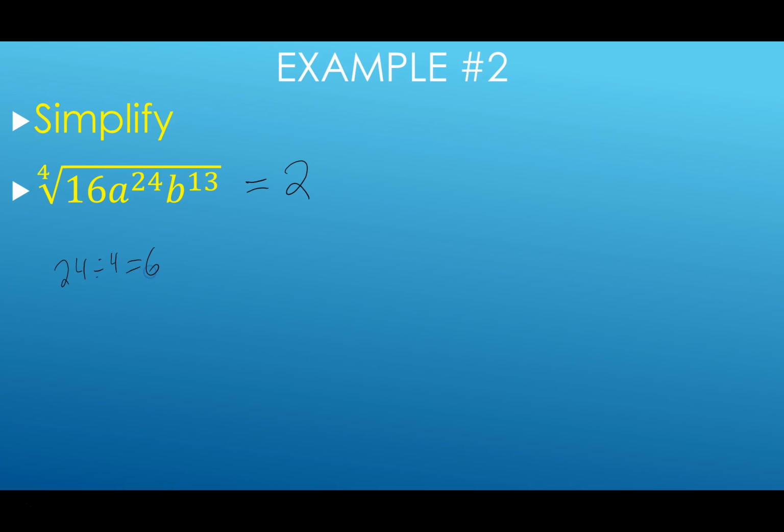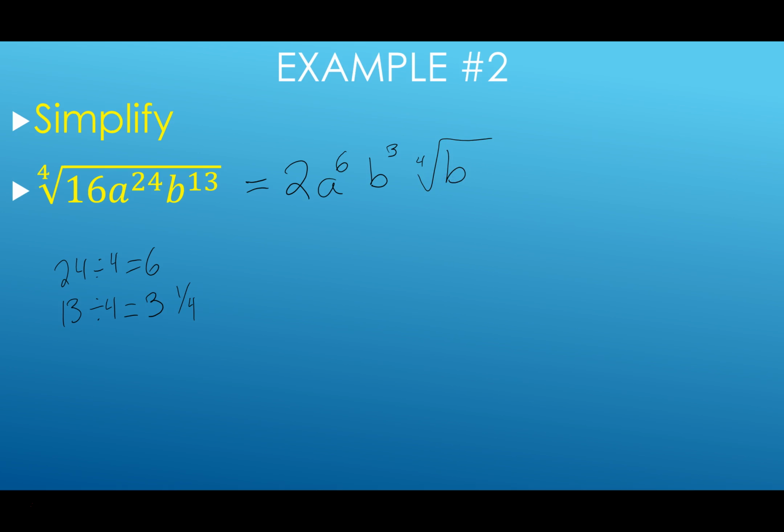For a, 24 divided by 4 is exactly 6, so we can take a to the 6th out. It's an even exponent, so we don't need to worry about the absolute value. But when we do the b value, 13 divided by 4, 4 does not go into it nicely. So don't think of it as a decimal, think of it as the remainder. 4 goes into 13 3 times, with a remainder of 1. That's going to be like 3 1/4. This is important because we need to write this as b cubed, and then the remainder 1 tells us there is 1 b left over.